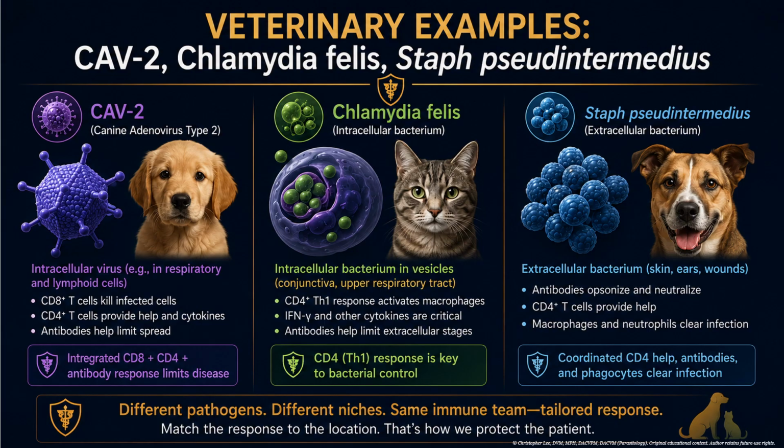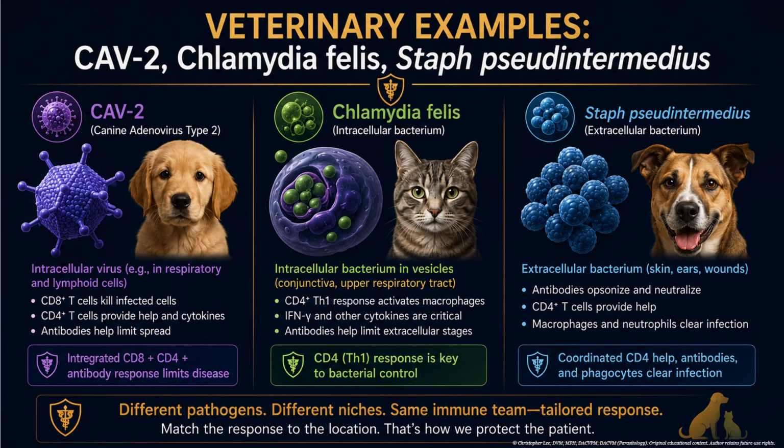Now let's anchor this in veterinary examples. First, CAV2, canine adenovirus type 2. This is a viral infection. When a virus is replicating inside epithelial cells, CD8 T cells are important because infected cells display viral peptide on MHC class I. But free virus particles outside cells can still be neutralized by antibodies, which depend on CD4 helper support. So CAV2 is a great example of an integrated response. CD8, CD4, and antibodies matter.